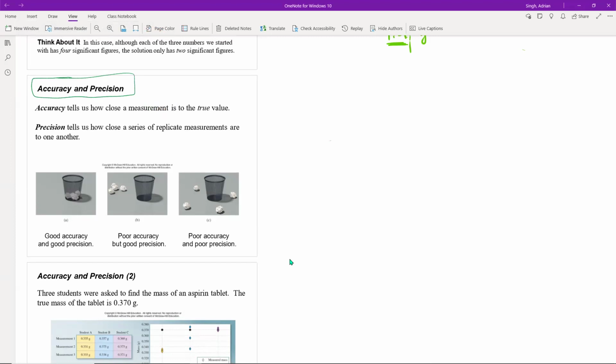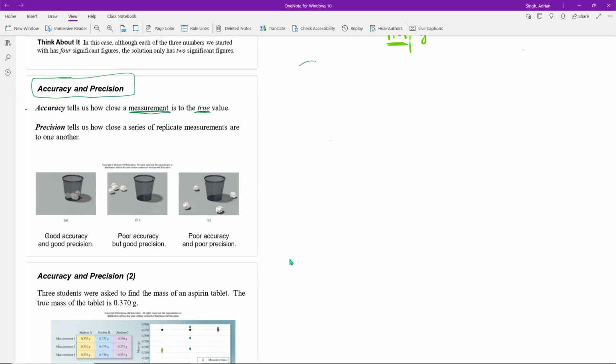So when we talk about accuracy, what we are looking at here is how close, specifically now, a measurement is to the true value. Okay, so we know what the number should be, for instance. When you make a measurement, how close you are to that true value is an indication of the accuracy.